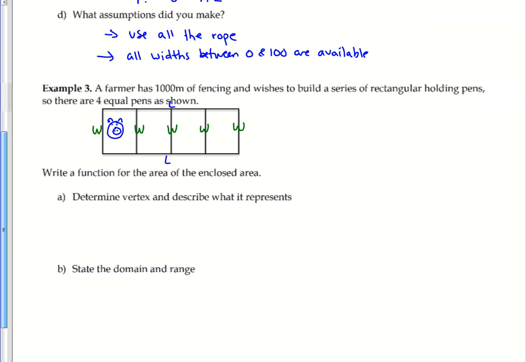It says write a function for the area. So again, the area of all the pens together. What would be the formula for the area of all of this, this big rectangle? Area is length times the width. Yeah. So our area for the whole thing together is length times width. Problem, we have 3 variables. We only want 2, area and length or width. So, what's the other equation going to be?